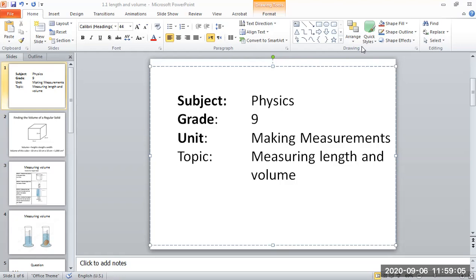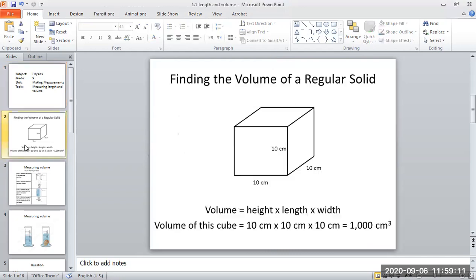Okay, and then we find volume. Volume, we find for two kinds of object. One is regular object, one is irregular object. When we find the volume of a regular solid object, then we need three things. One is length, width, and height. Okay, this is the formula of volume: height, length, and width.